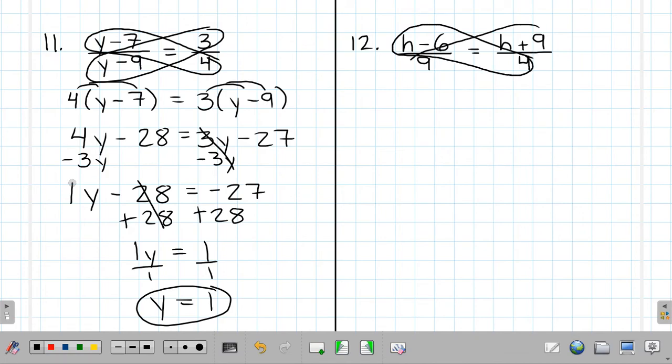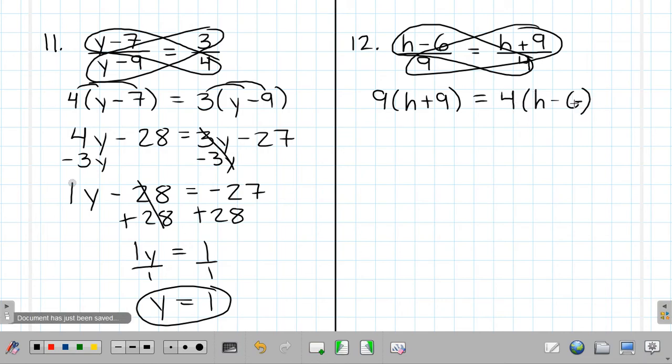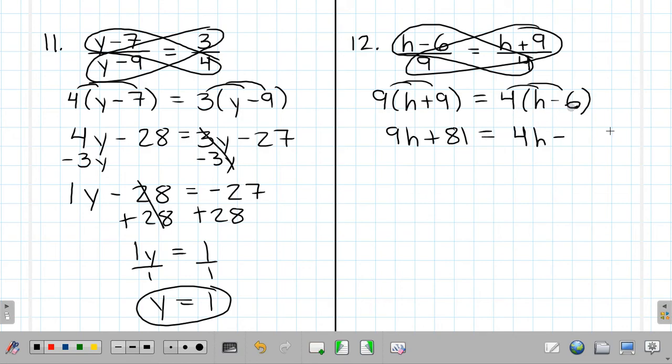Okay, so same thing here, cross multiply. I'm going to do the 9 times h plus 9 first, and that's going to be equal to 4 times h minus 6. Not a g, a little glitch there. So it's a 6. Now we do the same thing. We distribute: 9 times h, 9h, plus 9 times 9, 81. 4 times h, 4h, minus 4 times 6, 24. I almost messed up and said 36, so you didn't hear me say that.